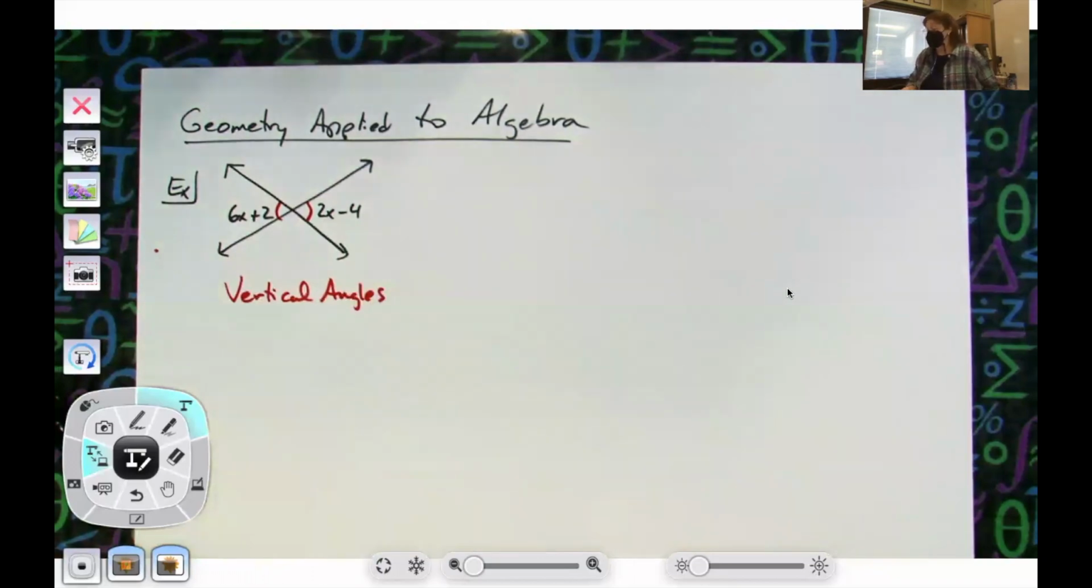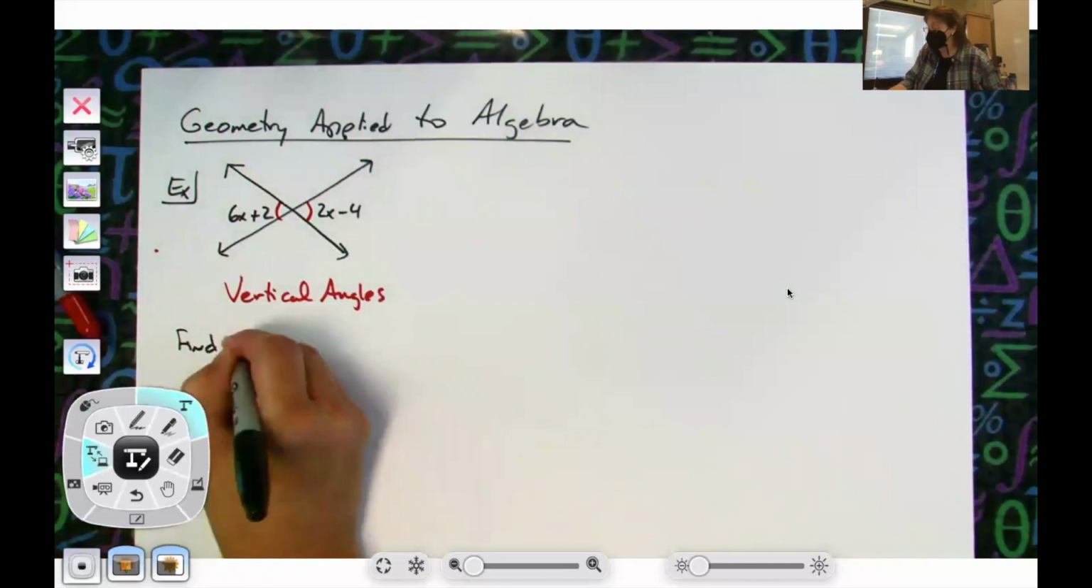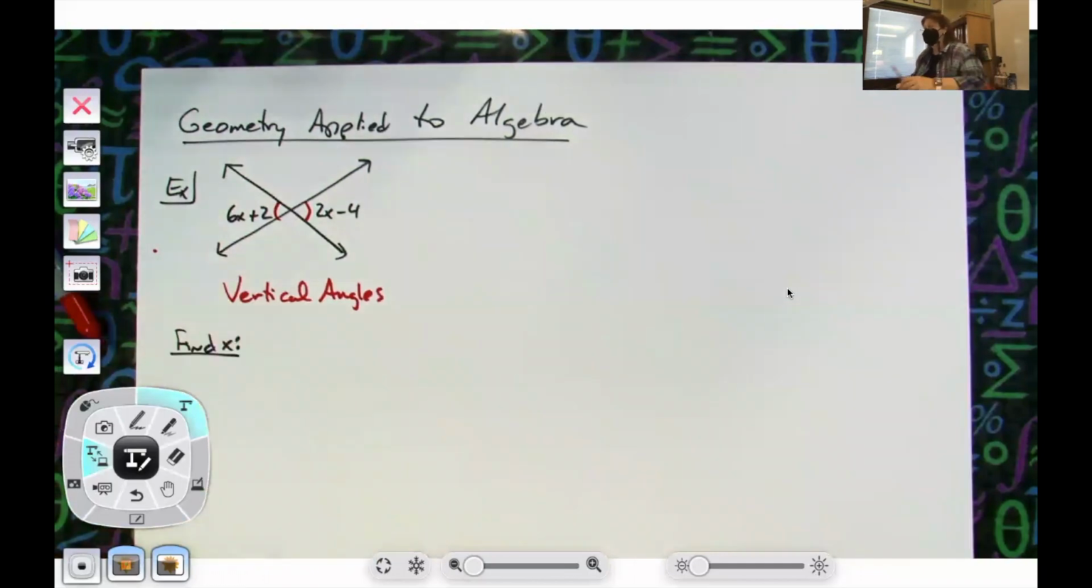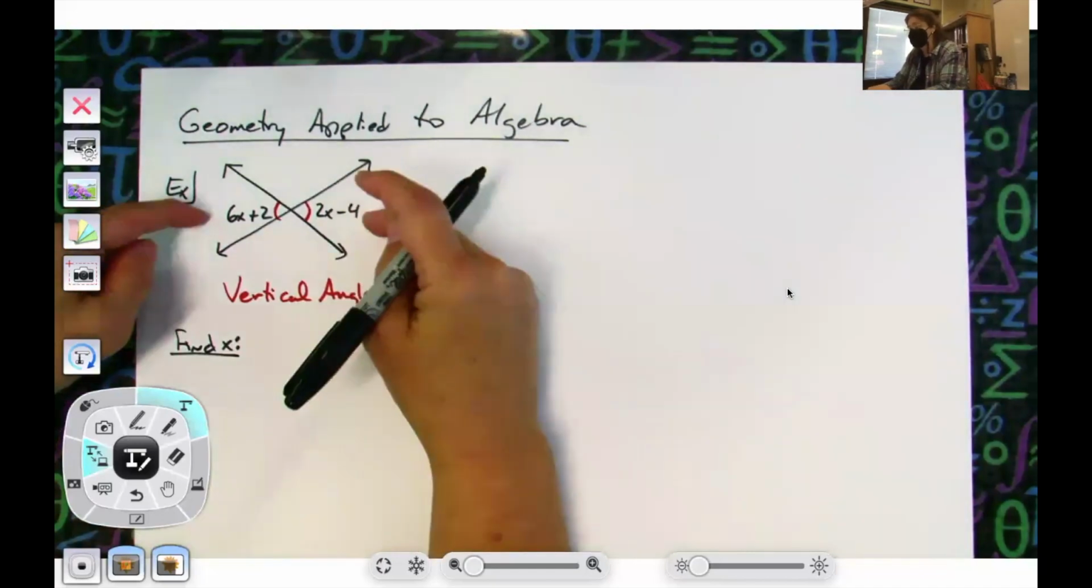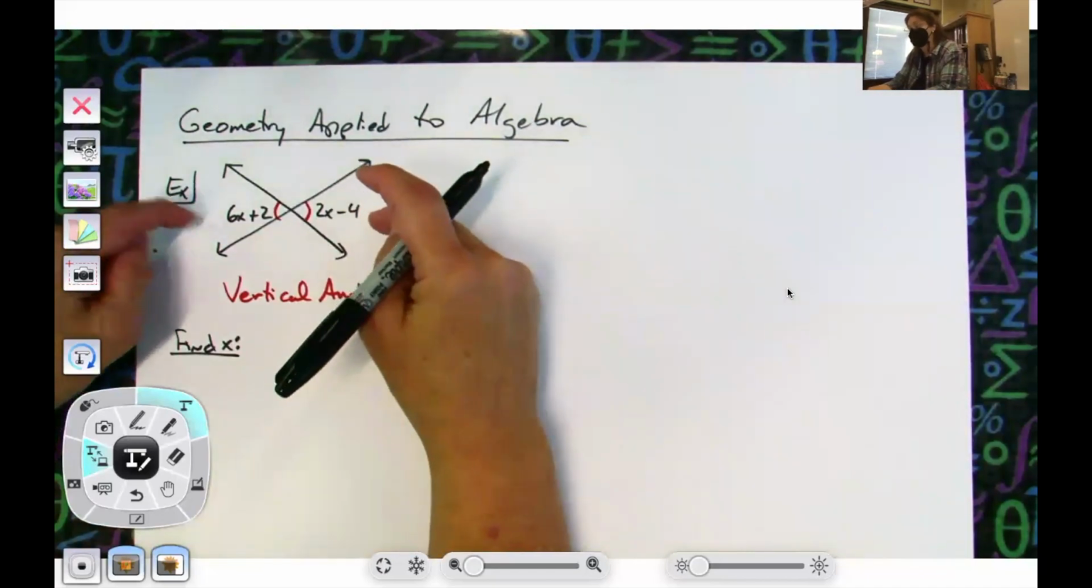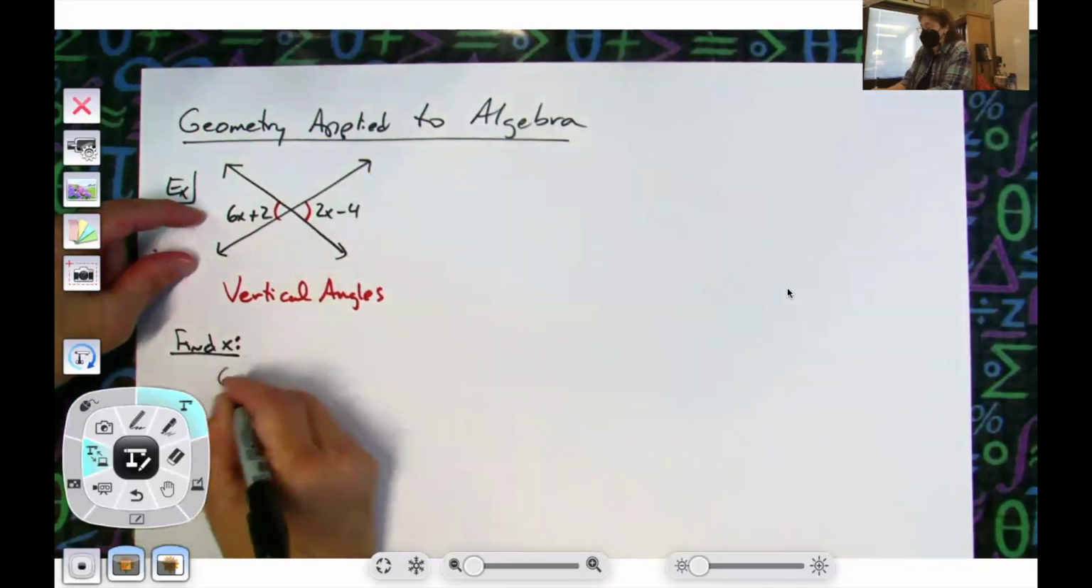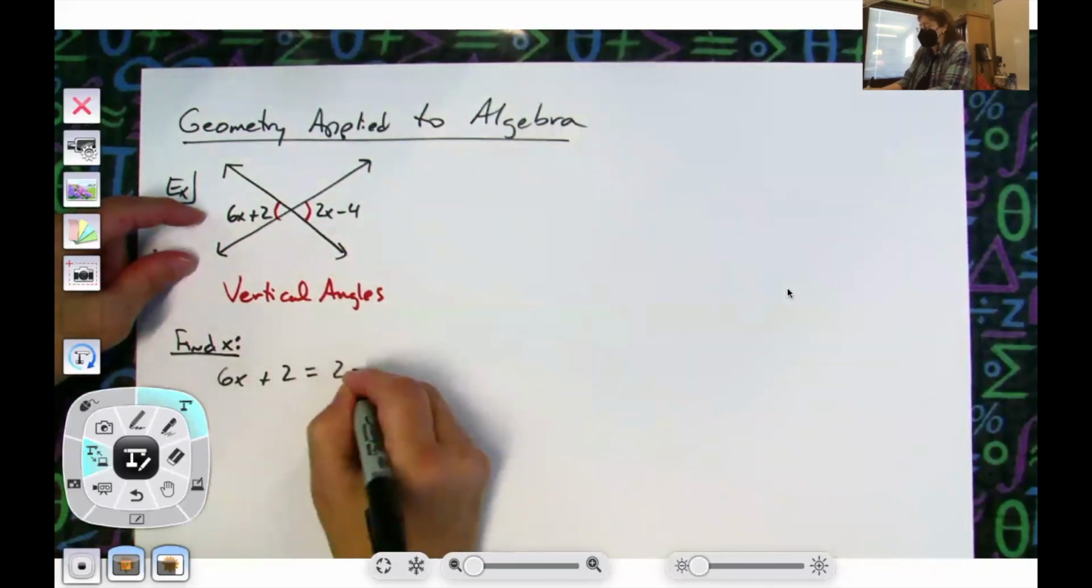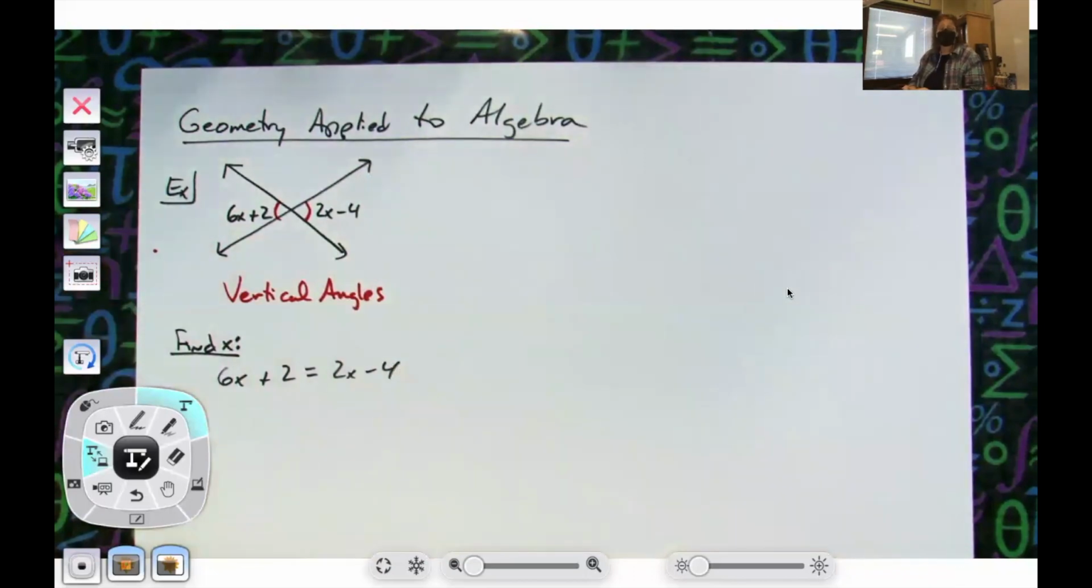Now, obviously, it's going to say find the value of x. So find x. So what am I going to do? If I've got to figure out what x is, I know these two things are equal. When two things are equal, set them equal to each other and write yourself an equation. Because you know they're vertical angles and vertical angles are equal to each other, I ought to be able to say 6x plus 2 equals 2x minus 4. Now I've written an equation. I ought to be able to solve the equation and come up with an answer.